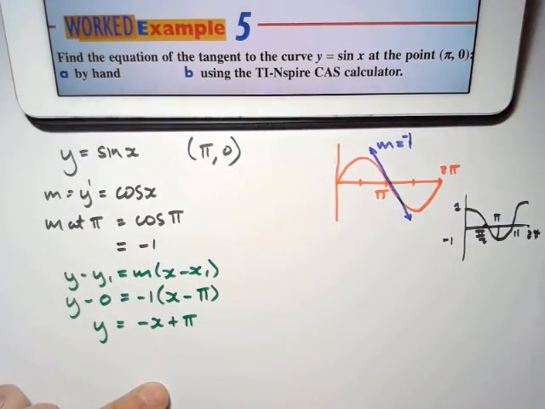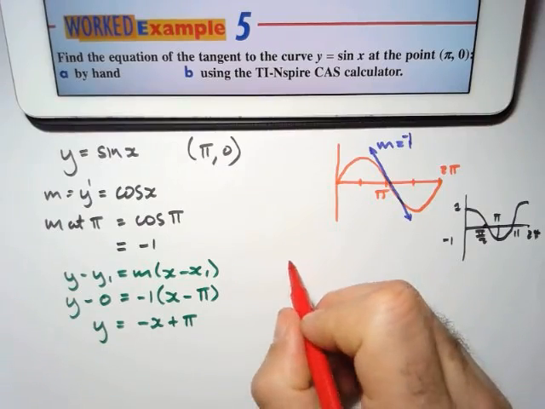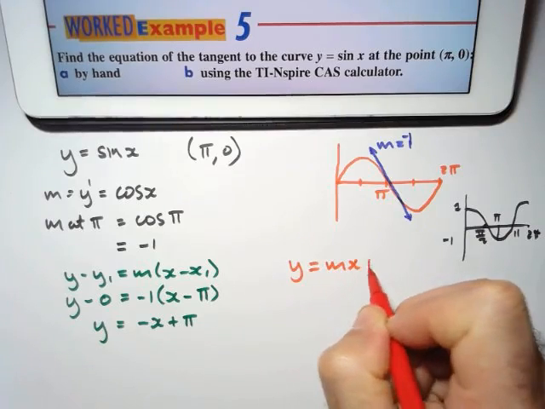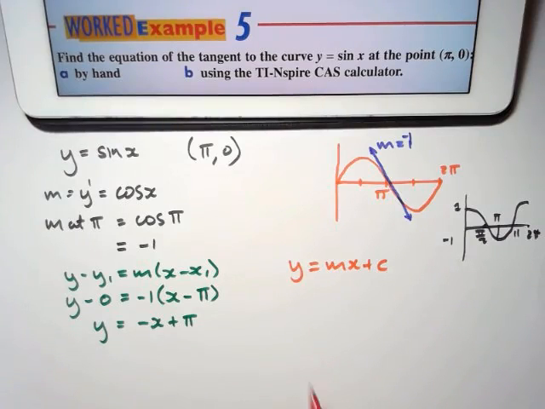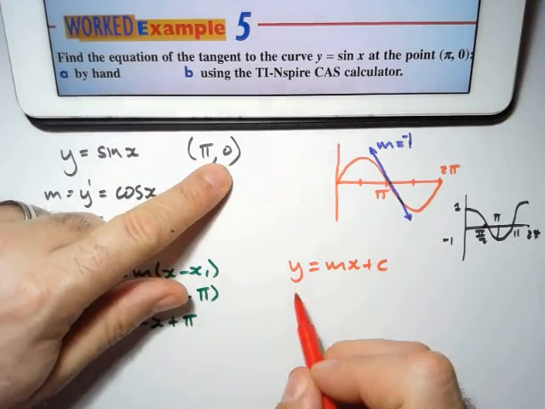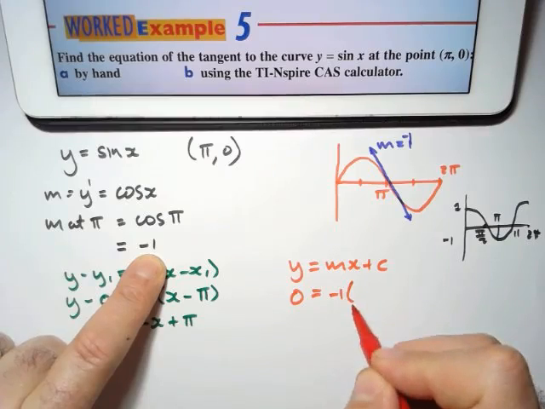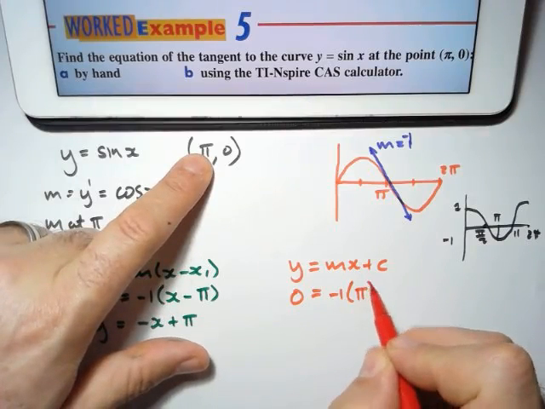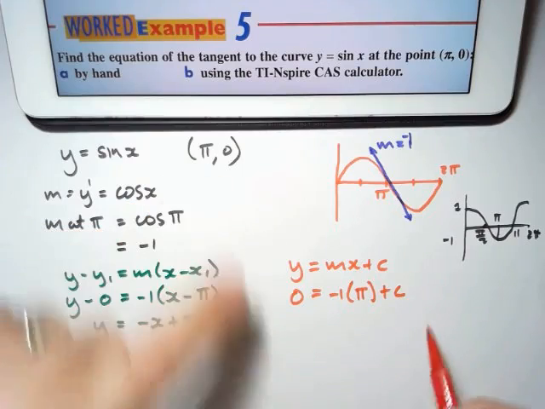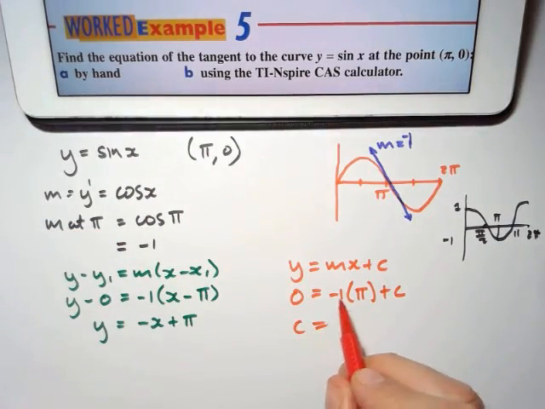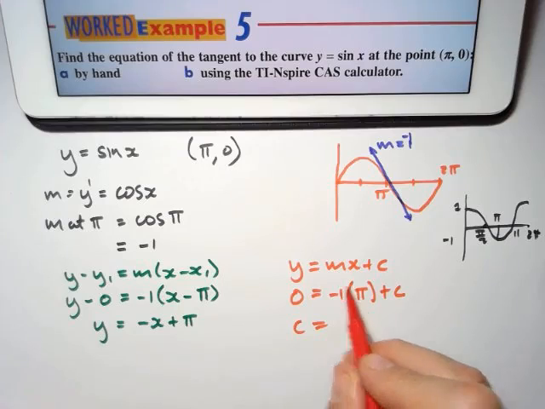What is the other way of getting it? Well, I know that the equation of a straight line, y equals mx plus c. That's the equation of a straight line. I now substitute y in there: 0 equals, I know the gradient is negative 1, and I know x at that point is pi, and I can find c. c equals minus 1 times pi, which is negative pi. Go to the other side, it becomes positive pi.